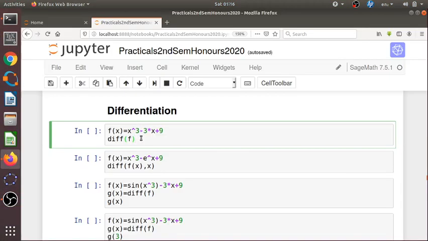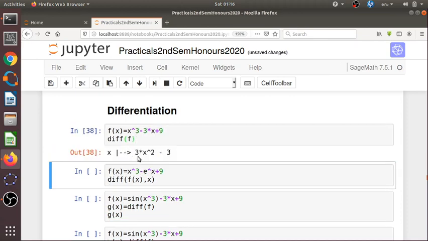First of all, I'll give you an idea about how to carry out the process of differentiation in Sage Math. So in the command line, suppose the function f(x) is x cube minus 3x plus 9. Its derivative has to be 3x square minus 3. To find the derivative, we just write diff of f. The variable x is already implied, so we don't need to write with respect to what. Then press shift enter, and you see that you get the derivative, 3x square minus 3.